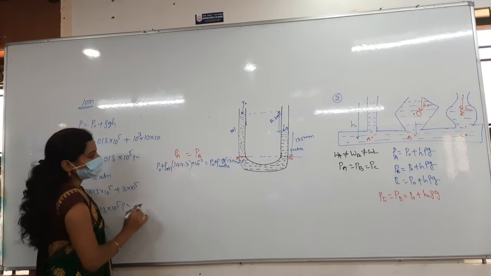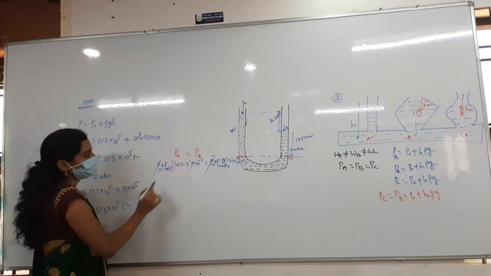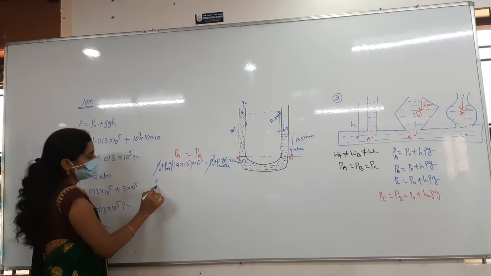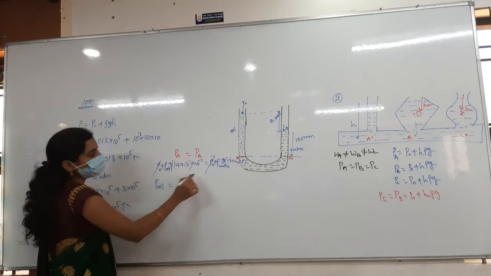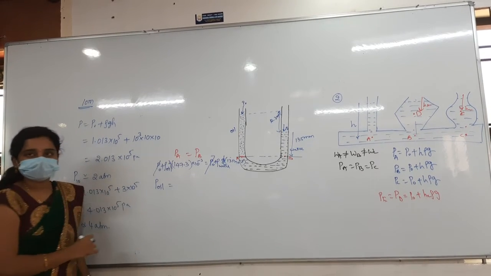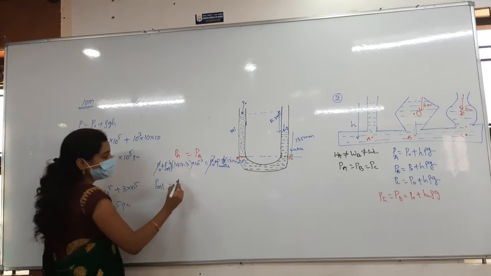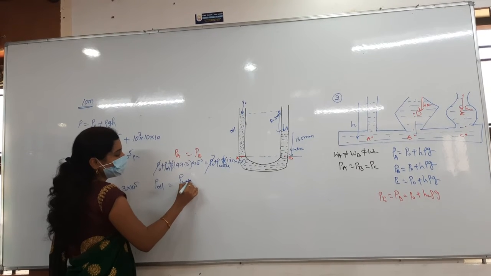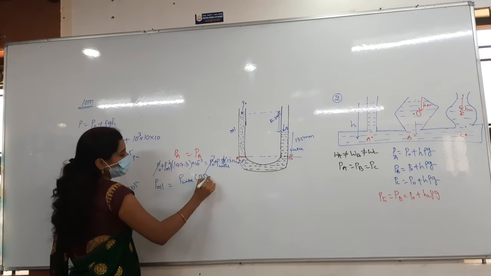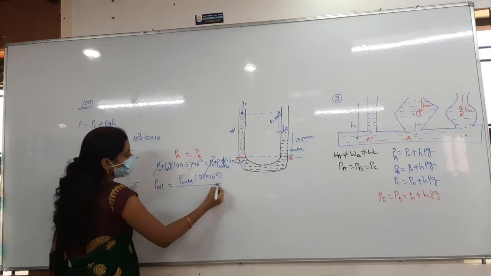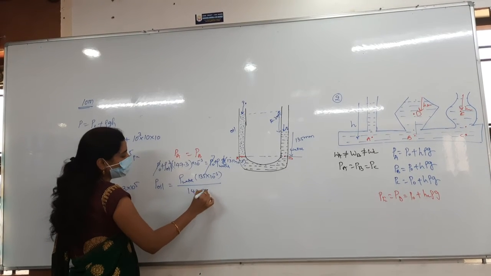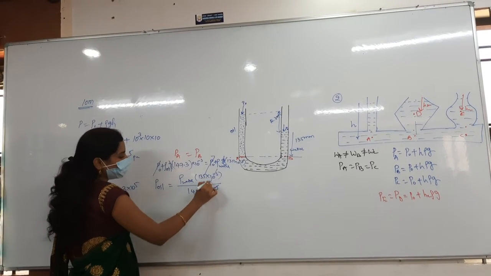Here P naught plus, right? Yes, P naught gets cancelled here. g I missed, I think. Rho of oil is equal to... g also gets cancelled, right? On both the sides, g also gets cancelled. Then what is remaining here? Rho of water into 135 mm divided by 147.3 mm. 10 power minus 3 gets cancelled here.